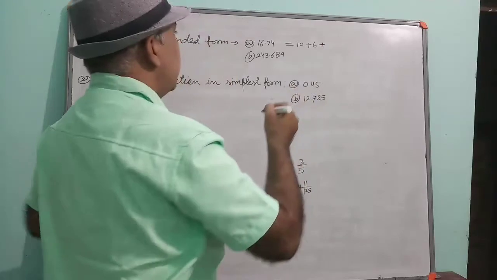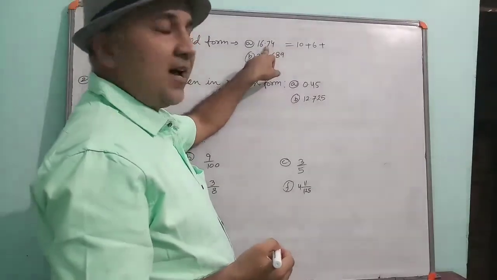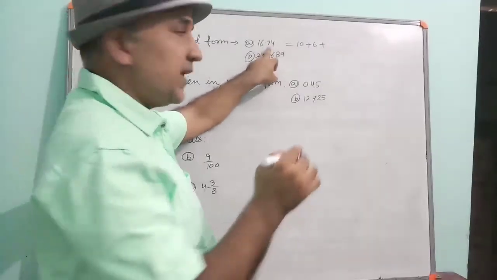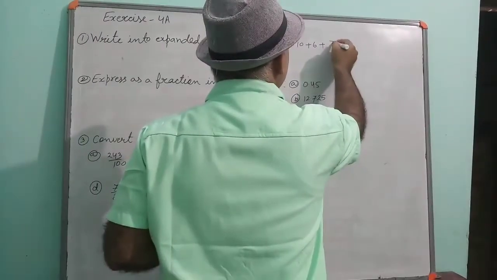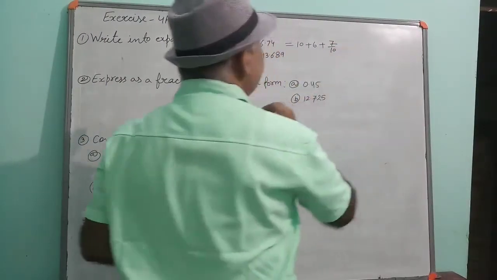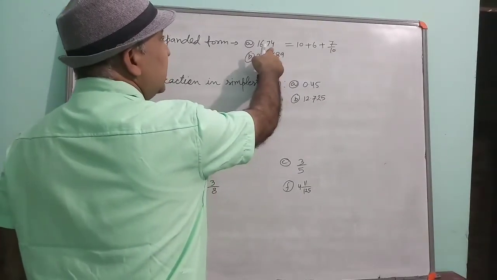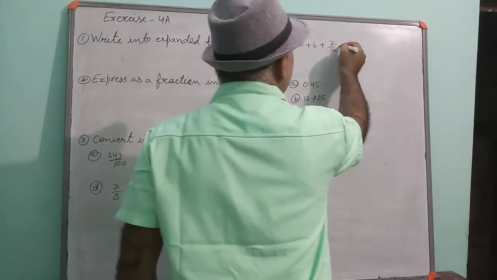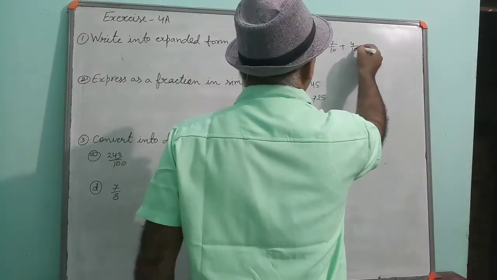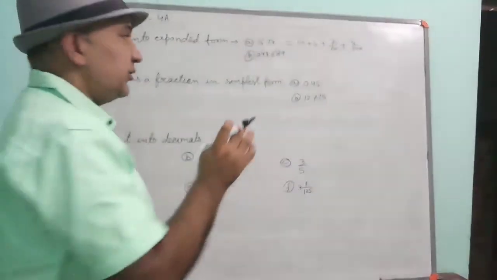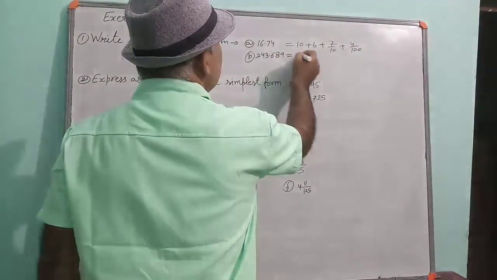Now plus the decimal number. After decimal, this is 7. This is at the 10th place, so it will be written as 7 by 10. Next number is 4, which is at the 100th place, so it will be written as 4 upon 100. This is the method of expansion. Now see, this one.